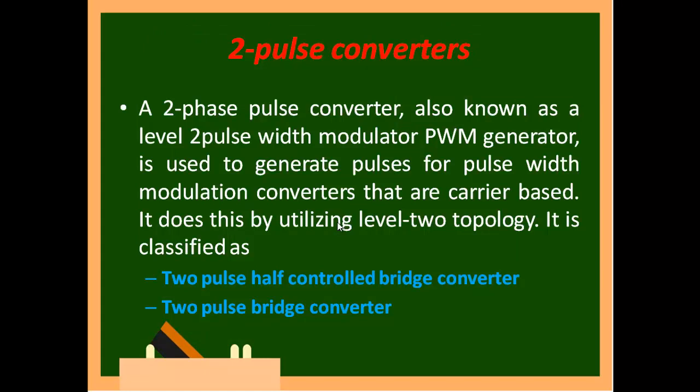So now let us start discussing with respect to 2-pulse converter. In a 2-pulse converter, there are two types. The first one is the 2-pulse half controlled bridge converter. Another one is the 2-pulse fully controlled bridge converter.